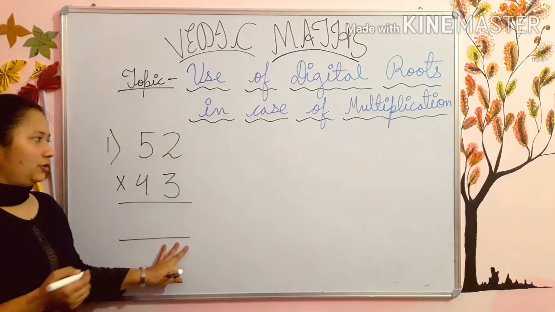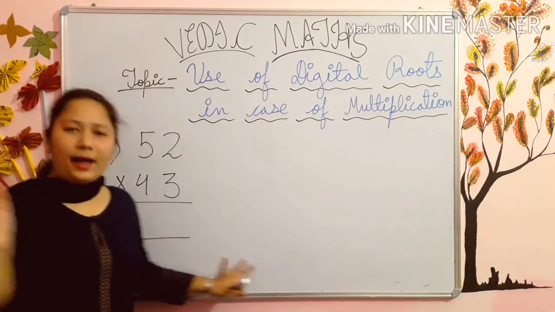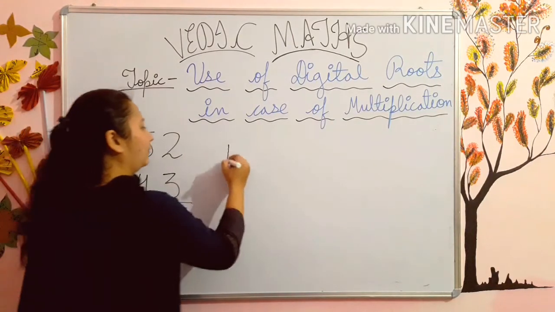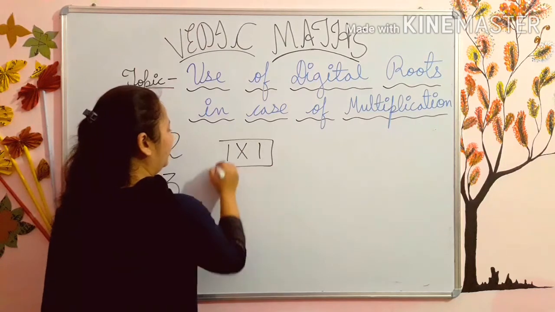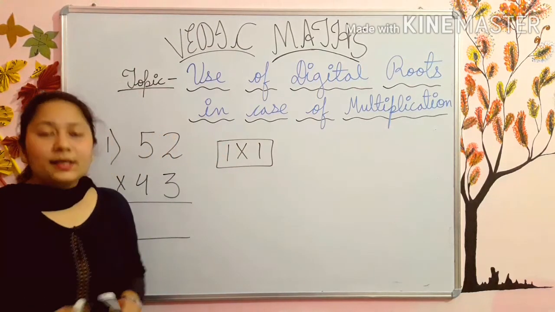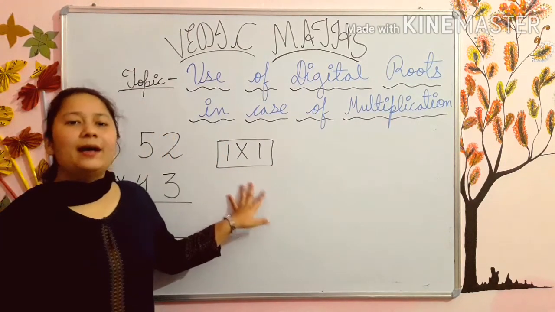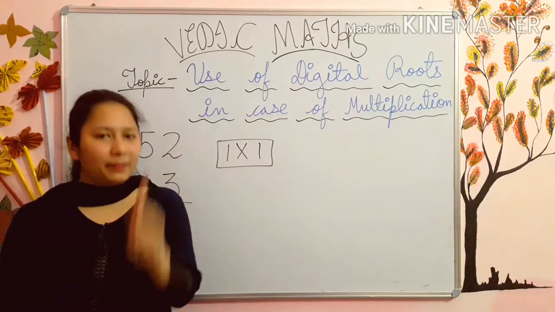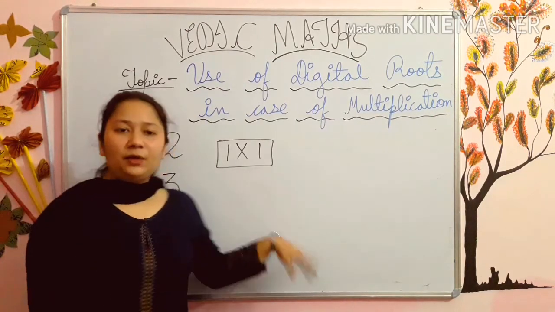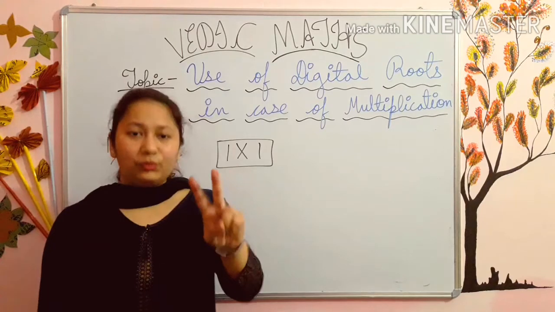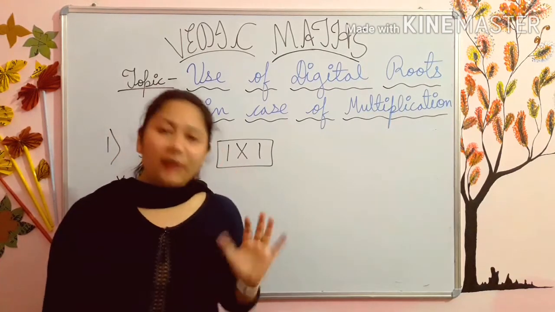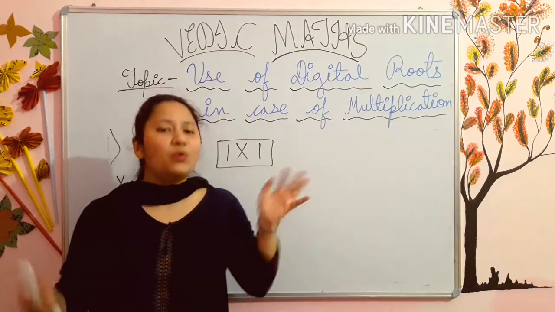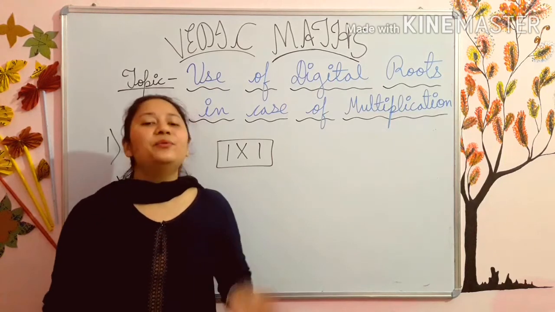Now in this question I am using the IXI method for multiplication. Students, this method you have studied in class 6th. I hope you remember it. With this method, you can easily multiply 2, 3, 4 and 5 digit multiplication sums orally. I hope students you remember it.